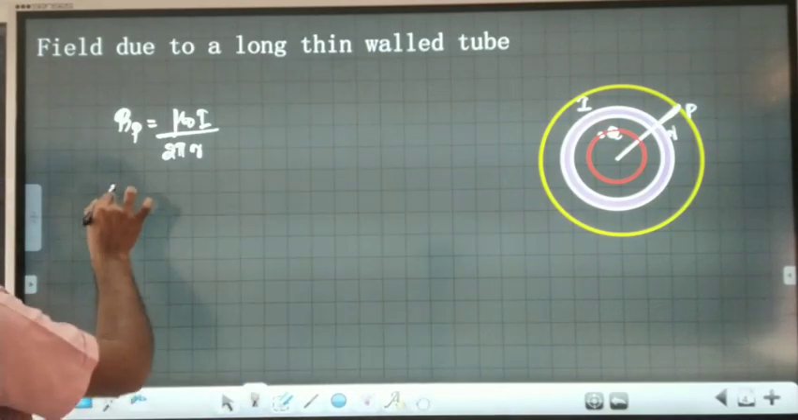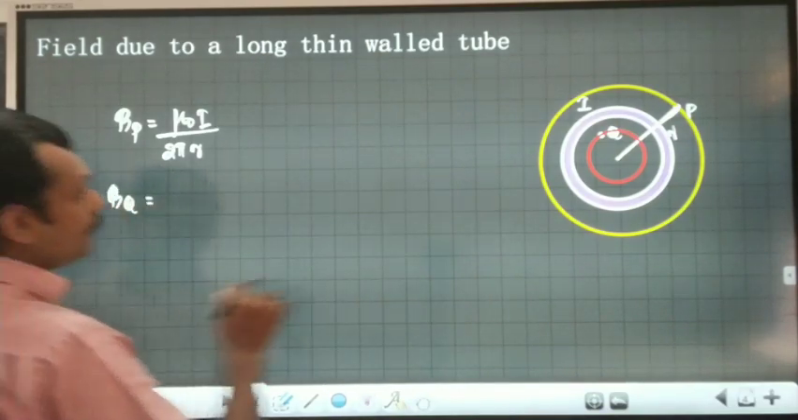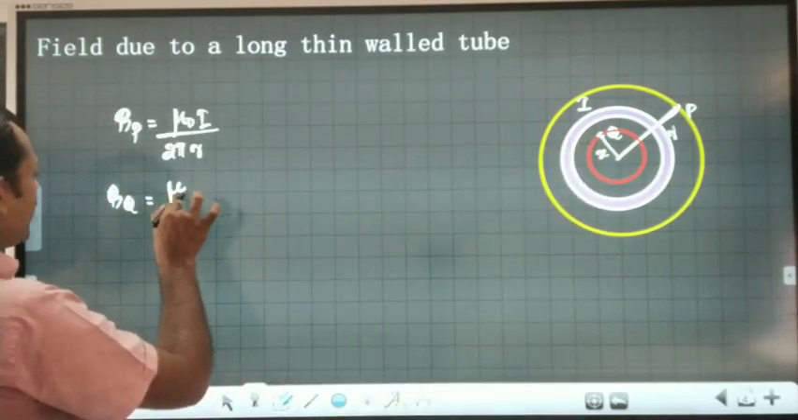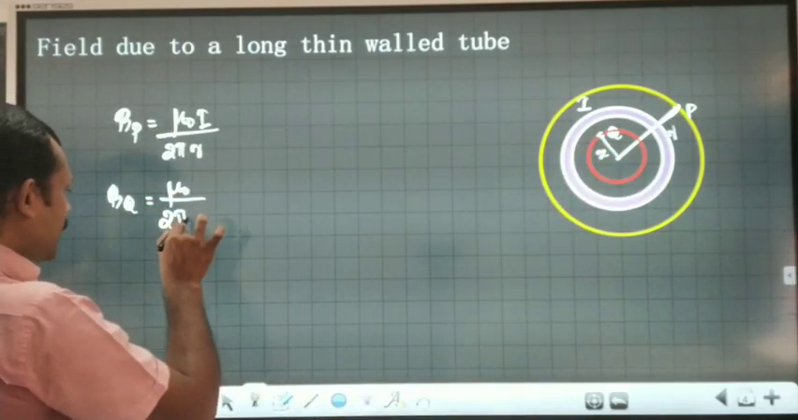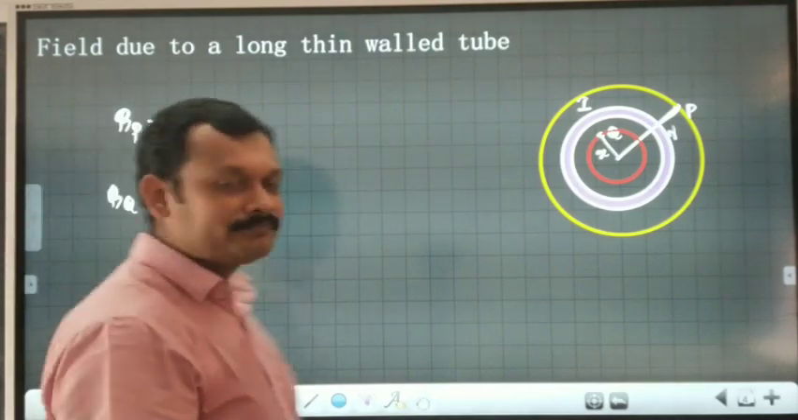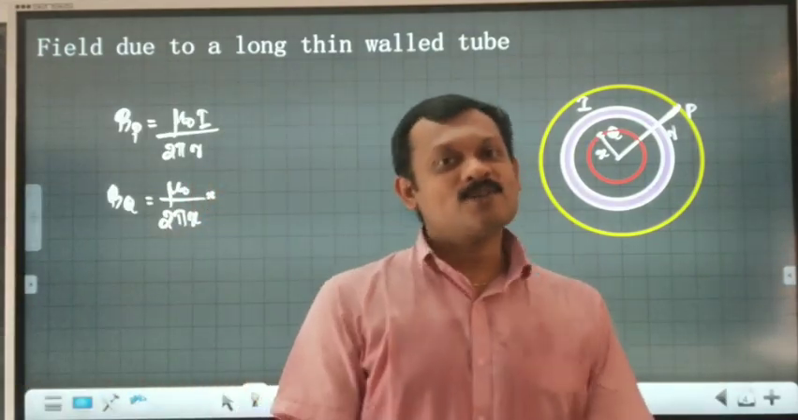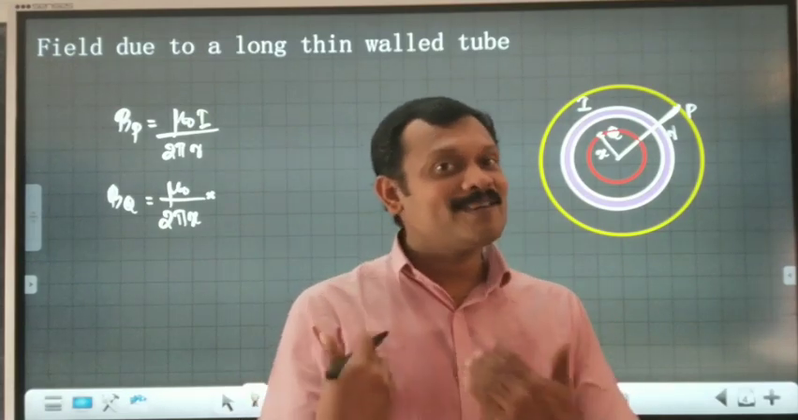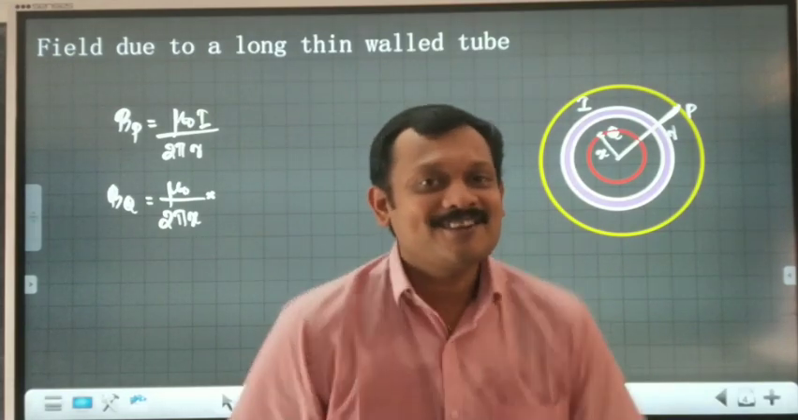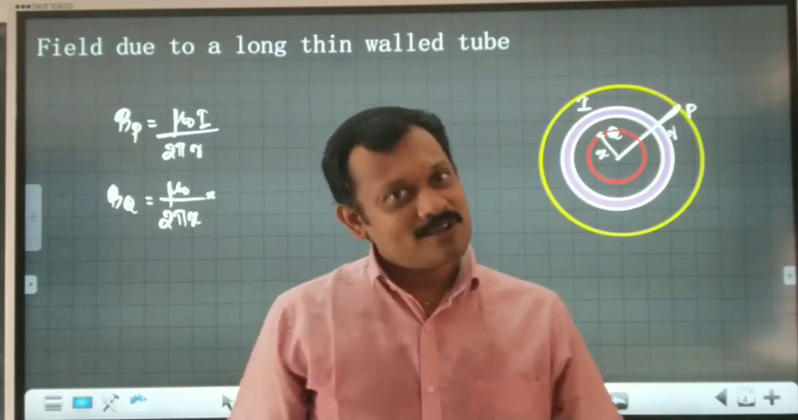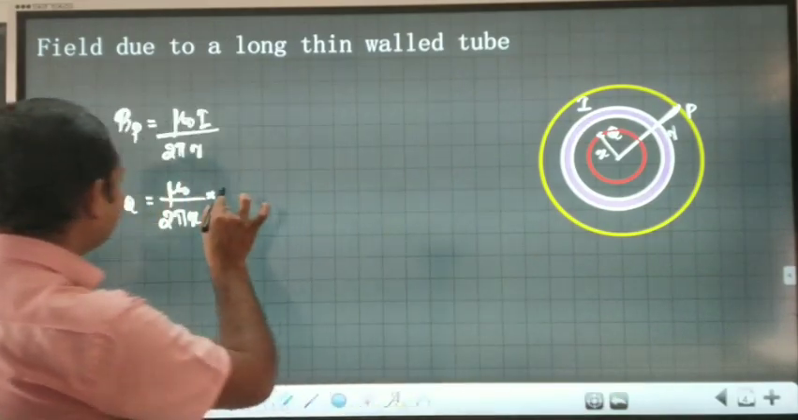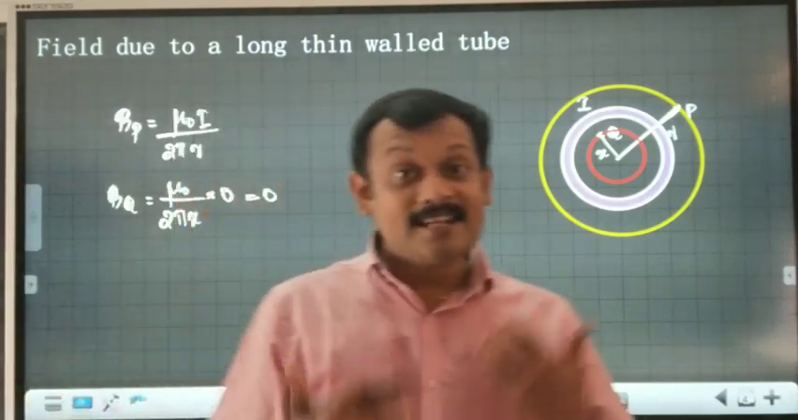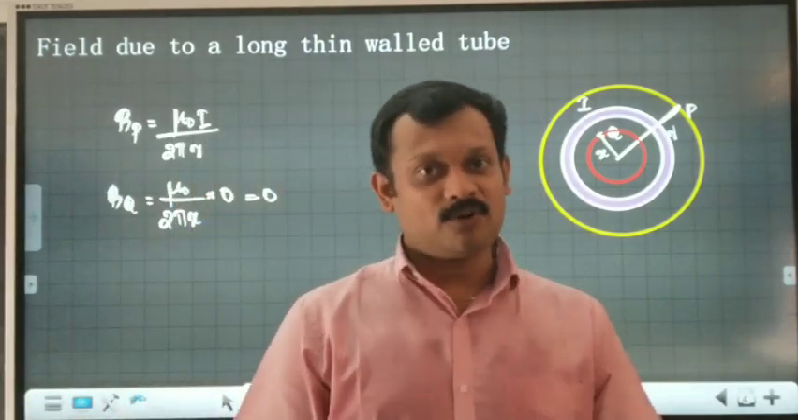I can easily say BQ is equal to, I am saying this distance is x, mu 0 divided by 2 pi x. Now the question: what is the current enclosed by this Ampere loop? The answer is 0. So that means for all points inside the tube, the field is 0.